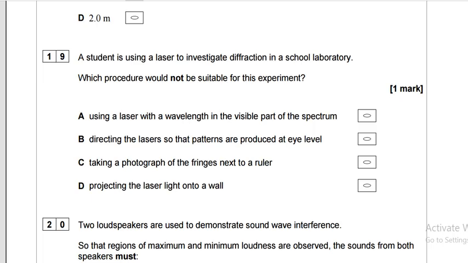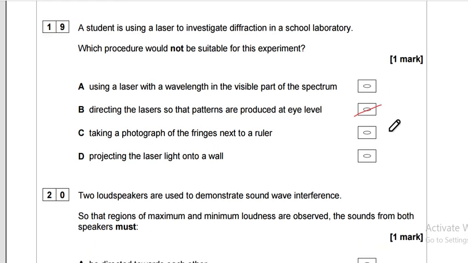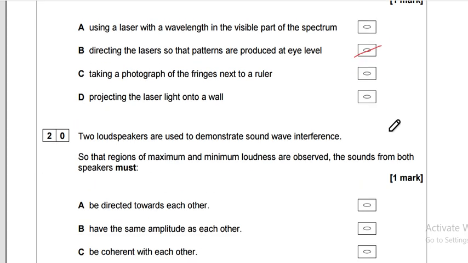Certainly, directing the laser so that patterns are produced at eye level is something risky. Okay. The sources must be coherent with each other.